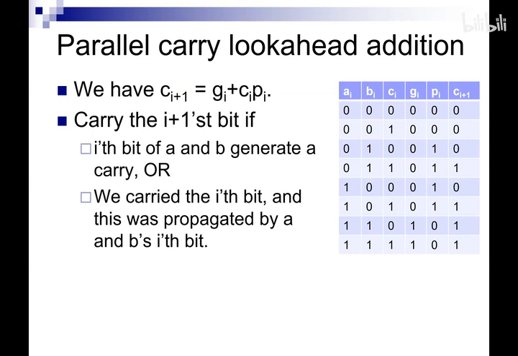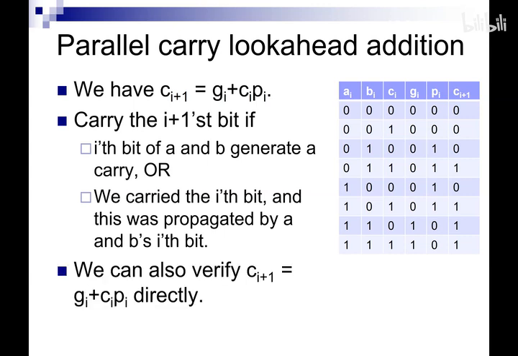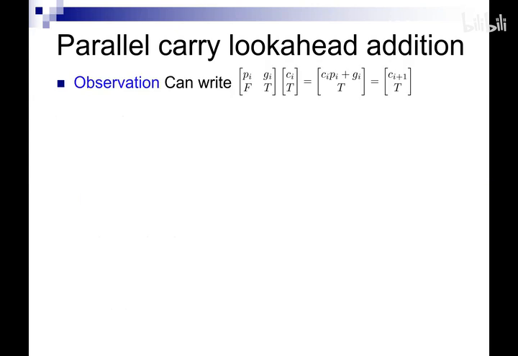Okay, so we have this equation over here, and if you're not satisfied with the explanation I gave, then you can just explicitly compute all of these variables, and then you can see that indeed the next carry bit is related to the previous bits in this way. Okay, so in any case, we have this relationship over here, and once you have this relationship, now we can try to compute all of these carries in parallel.